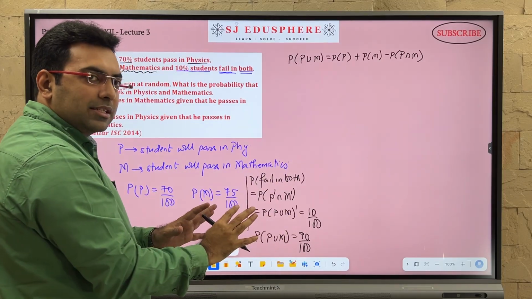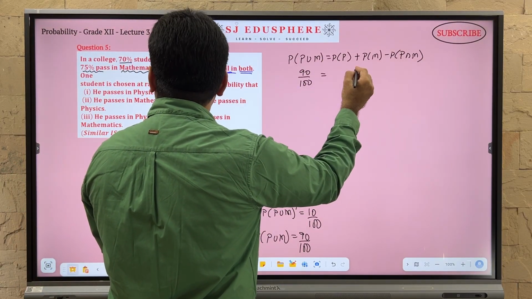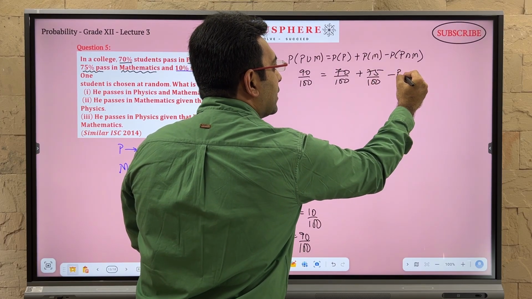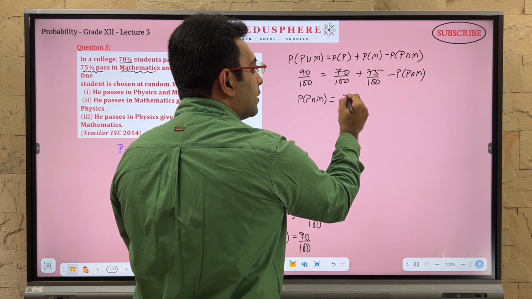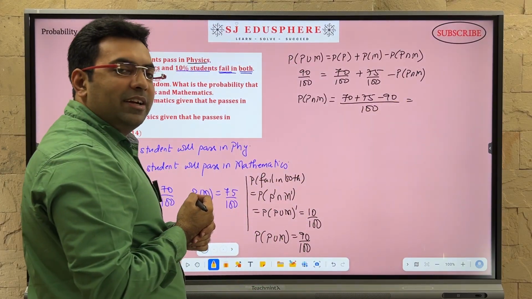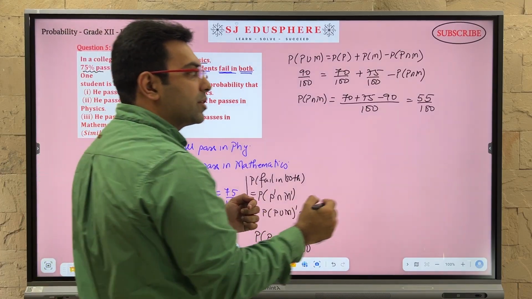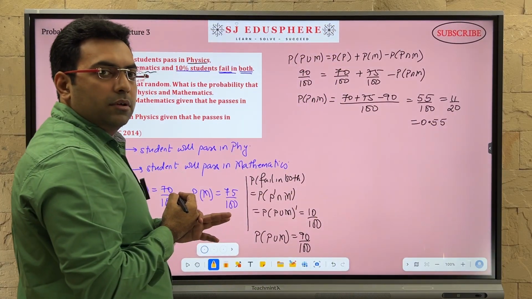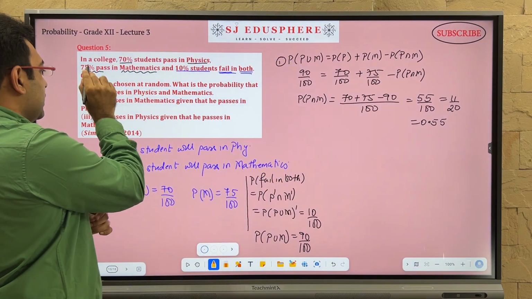Even if you can cancel, wait. If the denominator is common, it is easier for you to solve the answer. So this is 90 by 100. For physics, 70 by 100. For maths, 75 by 100. And this value, I don't know. If I bring the value on the left hand side, will this be 70 plus 75 minus 90 upon 100? 70 and 75 is 145, minus 90 is 55 by 100. Now bring this to least fraction, which over here will be 11 by 20, or you may write it as 0.55. Get the final answer in least fraction or the decimal value. So my first part of the answer is done.